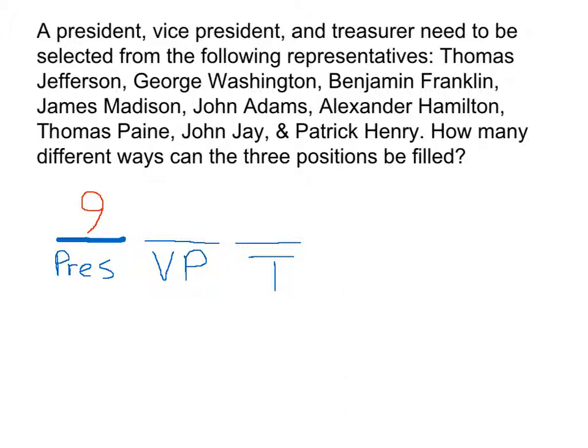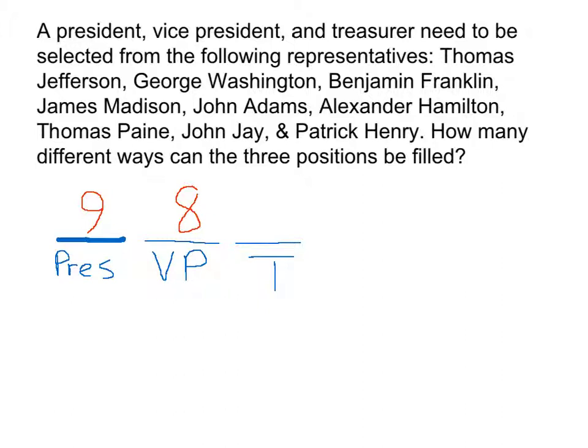Okay. Now, once I've put somebody at president, it could be any of the 9. I have 9 choices. Maybe you like Washington, maybe you like Franklin, maybe you like John Jay. Any of the 9 could be president. Once I put that person at president, they can't hold any other position. So that leaves me with just 8 choices for VP. Again, anyone can be vice president except for the one guy that I chose to be president. So once I choose somebody to be president, I now only have 8 choices remaining to be vice president.